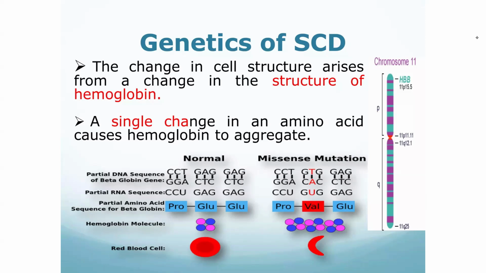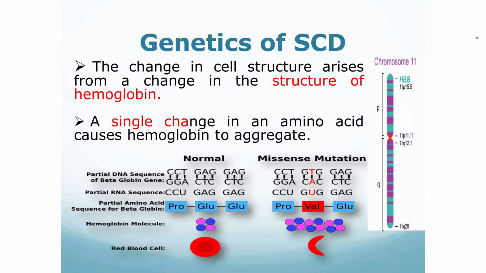Is it at the short arm or the long arm? The P arm of the chromosome is the short arm, and the Q arm is the long arm. So actually it is located at the P arm, that is the short arm of the chromosome, locus 15. When we say locus, it is the point where the genes are found. So beta globin is at chromosome 11, short arm of the chromosome, locus 15.